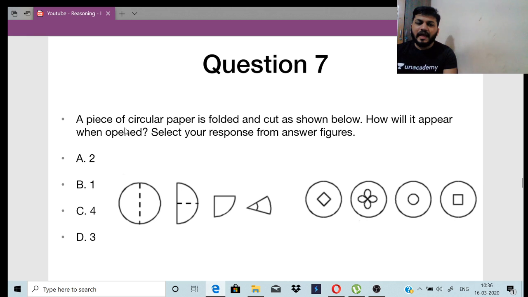Question 7. A piece of circular paper is folded and cut as shown below. How will it appear when opened? Select your response from the answer figures. Okay, so here the piece of circular paper is folded and is cut like this. So it is 1, 2, 3, 4. So tell me which is the right option.